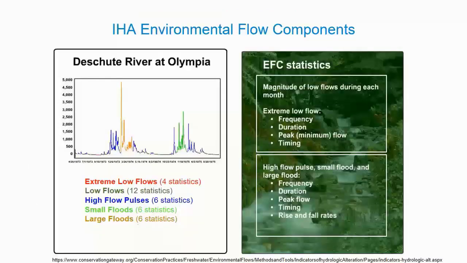The IHA software can also be used to calculate 34 different environmental flow component parameters, which apply exclusively to rivers and streams. Environmental flow components are types of repeating flows that are ecologically important. They include extreme low flows, high flow pulses, small floods, and large floods.